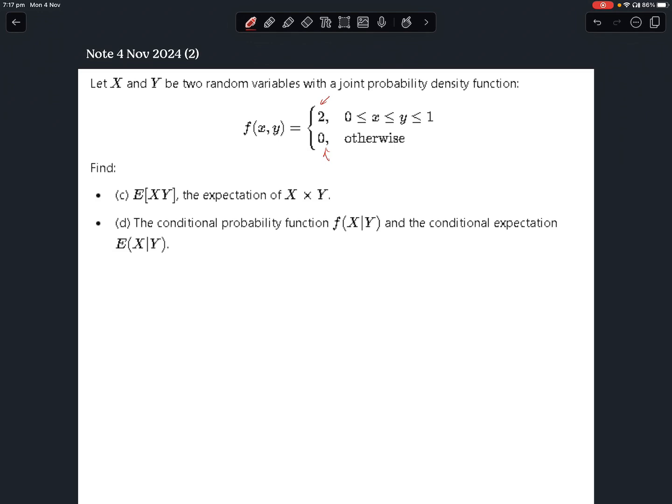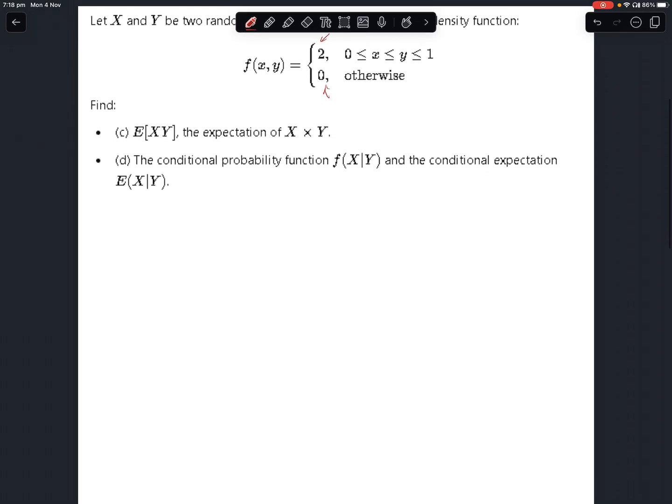So okay, we have clarified the question. Now we start to do the question. Part C is to find the expectation E of x times y. Before we calculate this, we need to draw a diagram to make it easier to understand what this is.